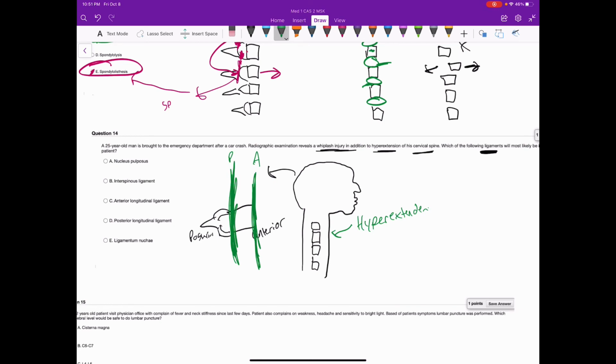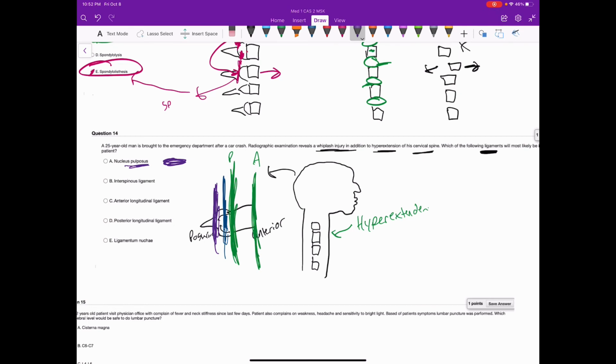Now you're also going to have the ligamentum nuchae. What is the ligamentum nuchae? Well, it's another ligament that's running through the spinal column. You also have the interspinous ligament, running through the interspinous region, and then behind it you're going to have the supraspinous ligament. And the nucleus pulposus is just going to be in between the vertebral bodies.